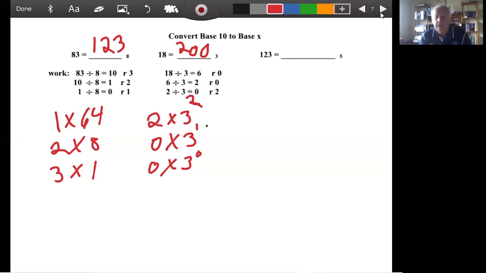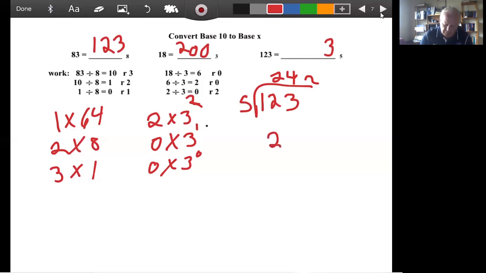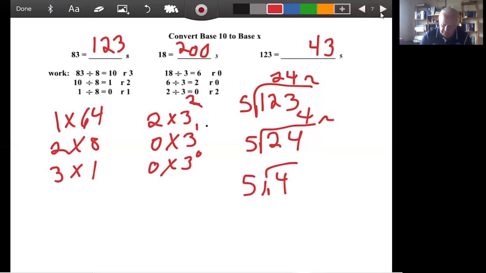We have 1, 2, 3, and we're going to change it to base 5. So if you take 1, 2, 3, and divide it by 5, you should get 2, 4 with the remainder of 3. Now we have 2, 4, and we'll divide that by 5, and we'll get 4 with the remainder of 4. And then we'll take 4 and divide that by 5, and we'll get 0 with the remainder of 4, if I did that correctly.